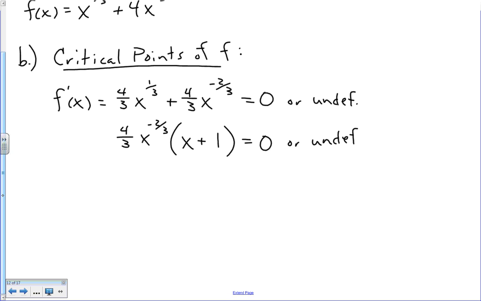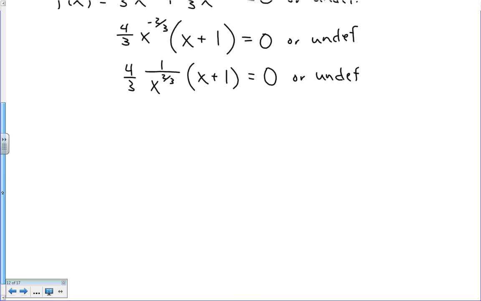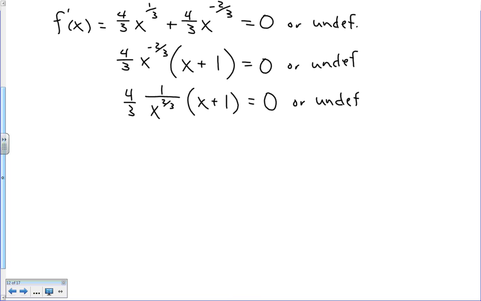All right. One last step here, although you don't necessarily have to do this, but it might help in recognizing where this thing's undefined. If you have x to the negative 2/3, that's actually 1 over x to the positive 2/3. I'm going to write it that way just so it helps us see our two critical points. So we get it factored this way as 4/3 times 1 over x to the 2/3 times x plus 1.